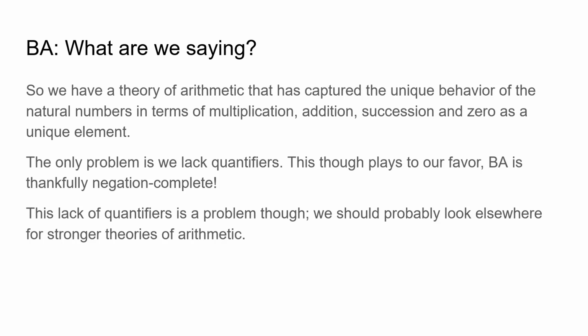We've captured the unique behavior of the natural numbers, at least in terms of multiplication, addition, succession, and zero. And we do have the unique element of zero still in there and everything. The only problem, though, is we seem to lack quantifiers. This, though, actually plays into our favor, as BA can thankfully be shown to be negation complete. But that lack of quantifiers, though, is very problematic. We're losing a lot of linguistic power here, so we might want to look for some stronger theories for arithmetic.